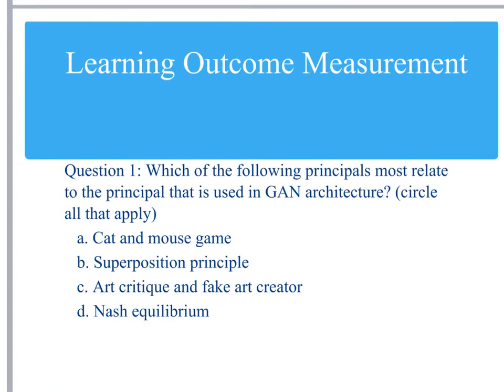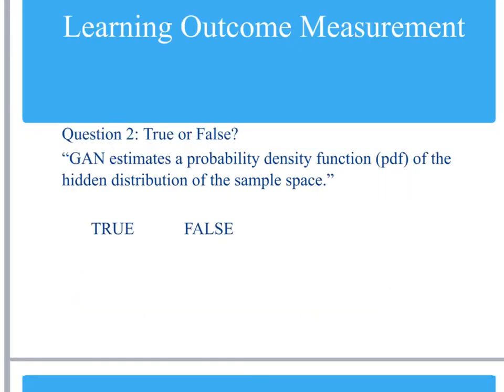Now let me go through the learning outcomes. Here are some questions for you to answer. Which principle does GAN, or generative adversarial networks, use? Cat and mouse, it uses. Art critic and fake creator, it uses. Nash equilibrium, it uses. However, it doesn't use the superposition principle. Does GAN use any kind of probability density function? The answer is no, it doesn't, so it's false.